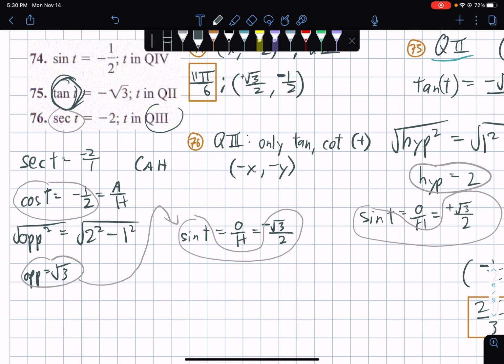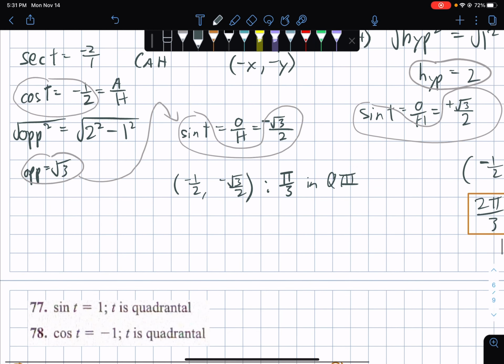So let's combine the points together. So cosine is negative 1/2, sine is like this. And so we could say that because x is 1/2 and y is square root of 3 over 2, in general, this is pi over 3. And right now in number 76, pi over 3 is in quadrant 3. What is pi over 3 in quadrant 3?